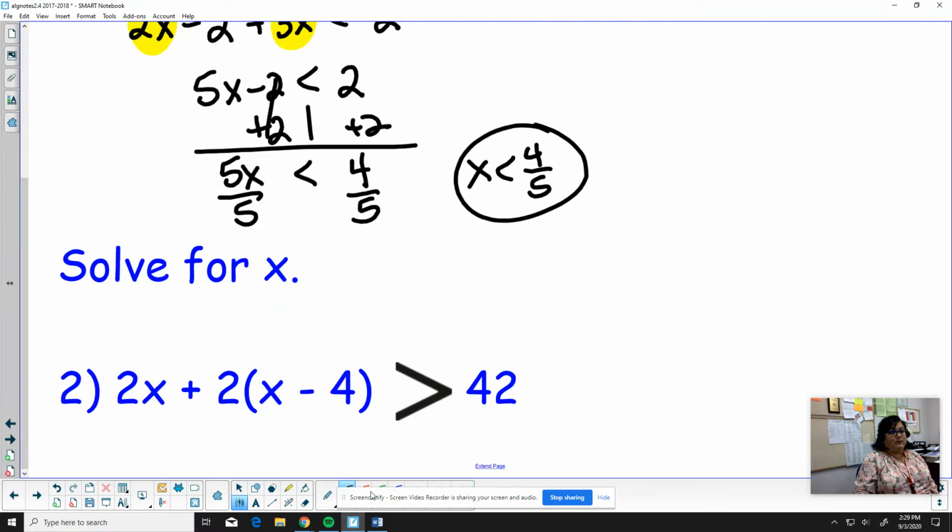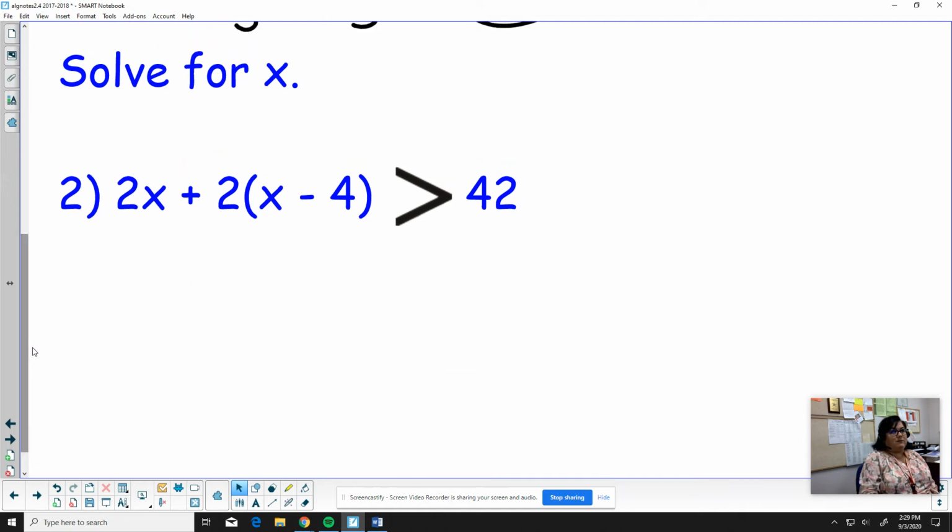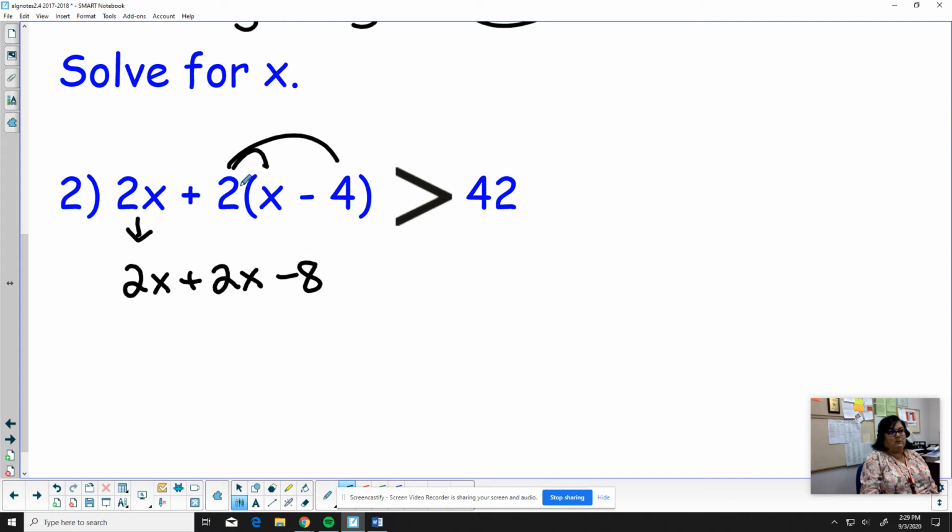So now you press pause and you try this one. Give it a try and see what you come up with. Solve for x. Okay, so I'm going to distribute the 2 here in this parenthesis. I'm going to use the distributive property. I'm going to multiply. So this 2x just drops down. This is 2x minus 8 when I multiply 2 by each of these terms. And greater than 42 just drops.